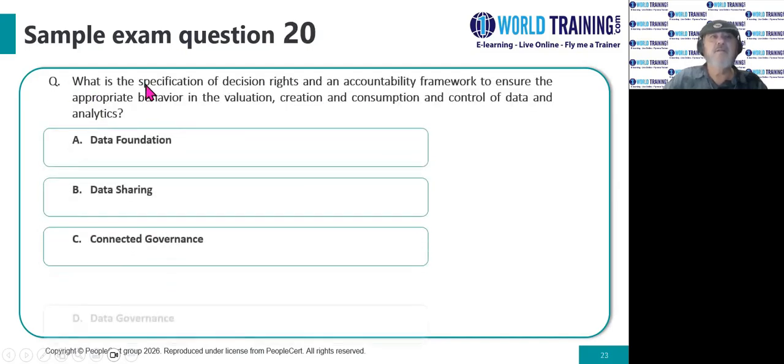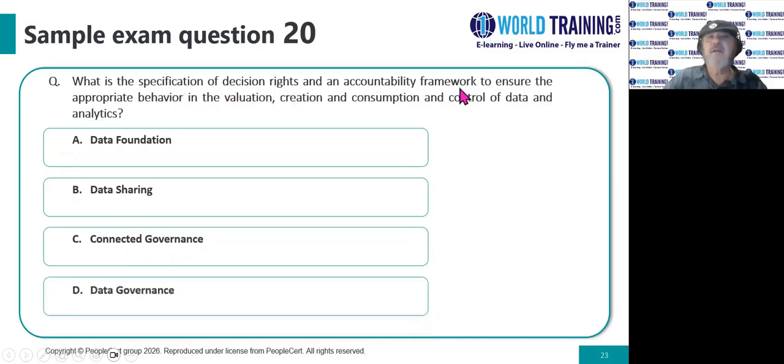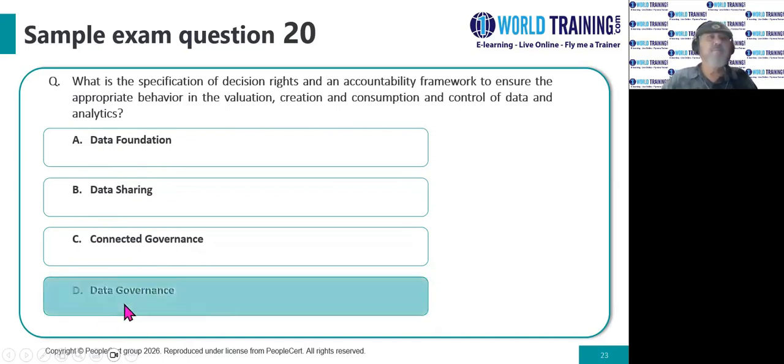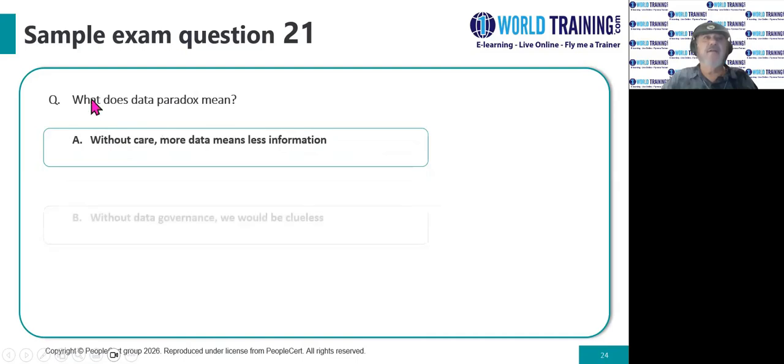Question 20, what is the specification of decision rights and accountability framework to ensure that appropriate behavior in the evaluation, creation, and consumption and control of data and analytics? Data foundation, no. Data sharing, no. Connected governance, no. Data governance, yes. So D, data governance. We're halfway through, guys.